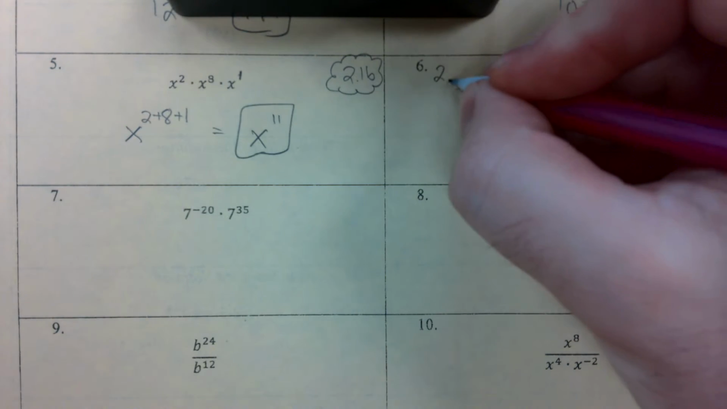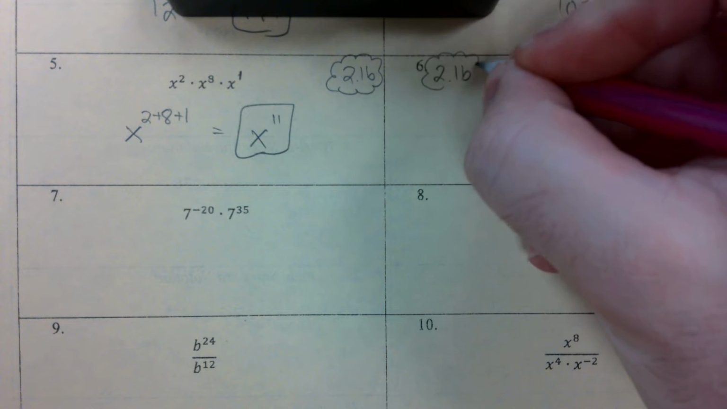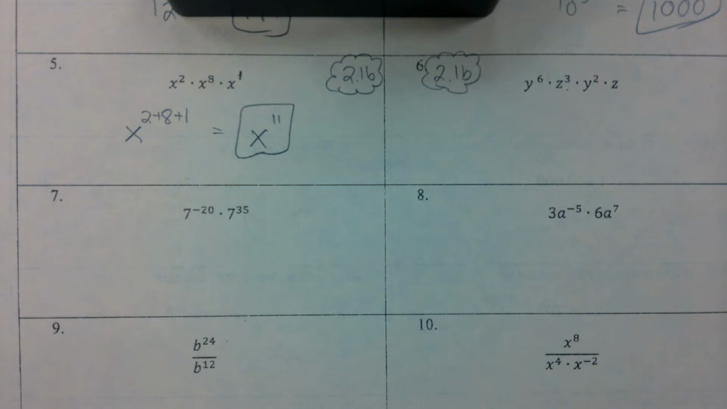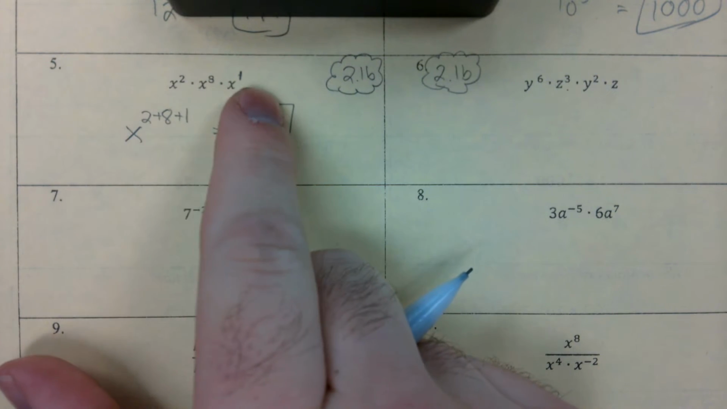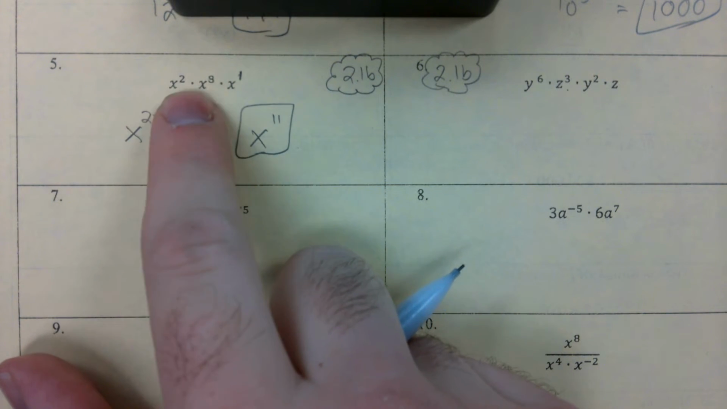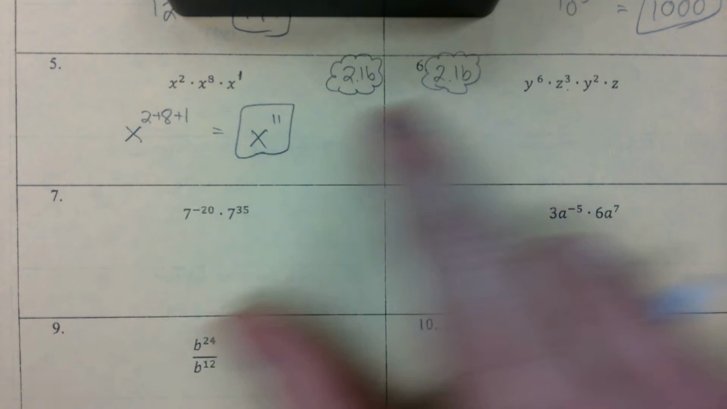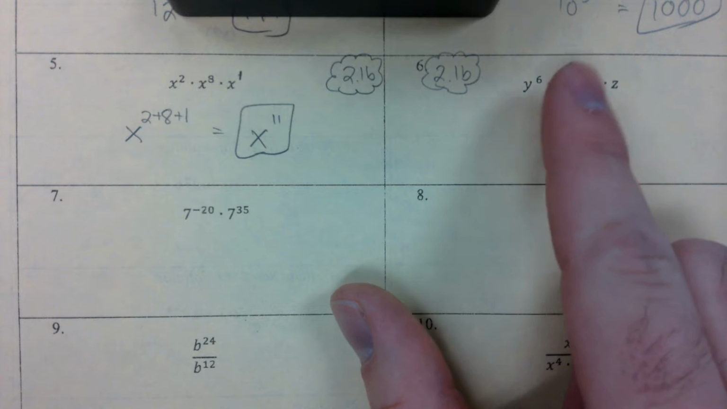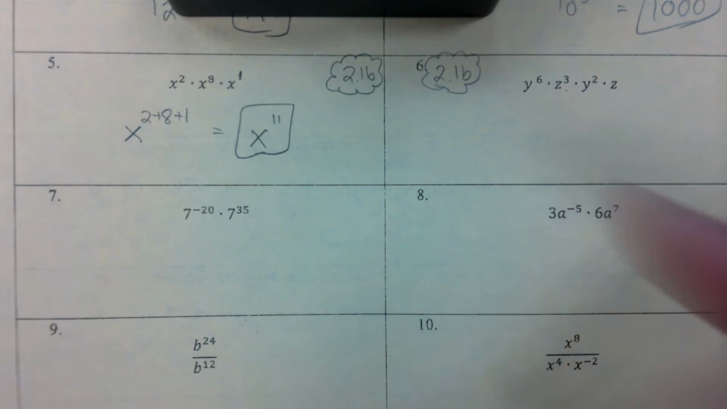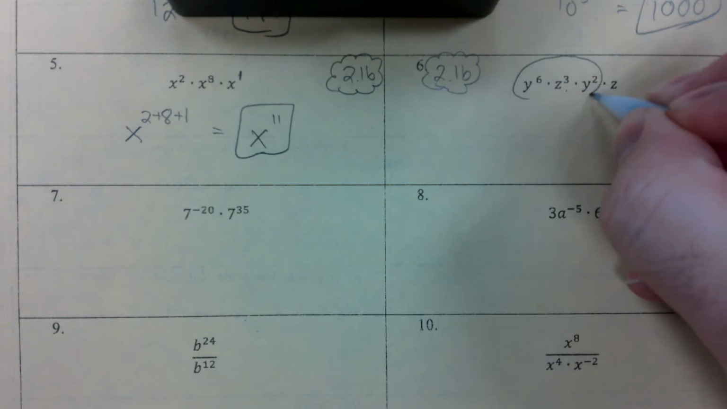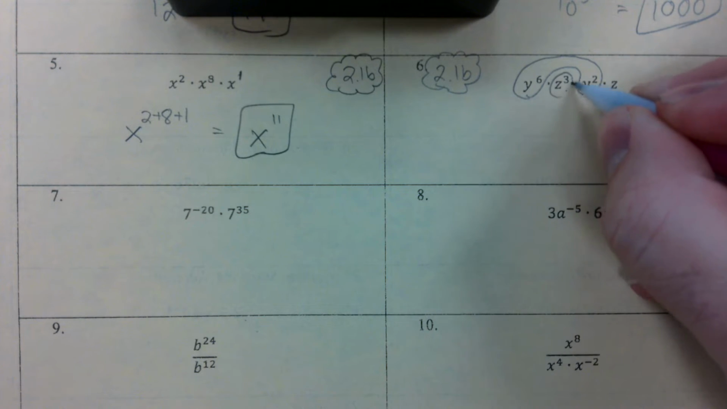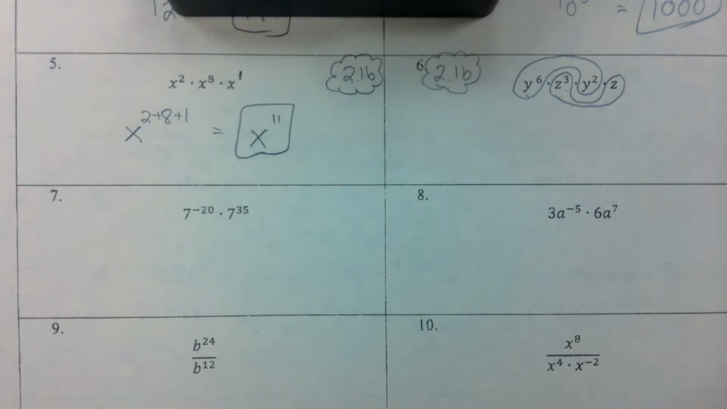Number 6, that's also product rule, and number 6 is a little bit confusing because we've got 2 variables going on, right? Like we saw in number 5, we can only combine them if they have the same letter. We got all 3 x's. We can combine those into one x. But here we have 2 y's and 2 z's. So we're still going to combine like terms using the product rule, but we have to be careful about which terms we're combining. We have to combine the y's, and we have to combine the z's.